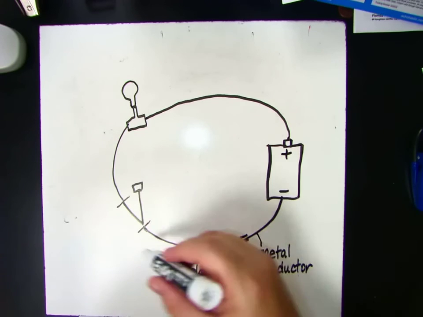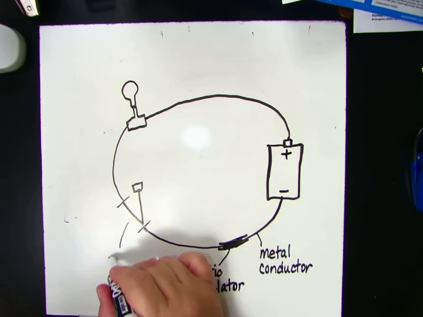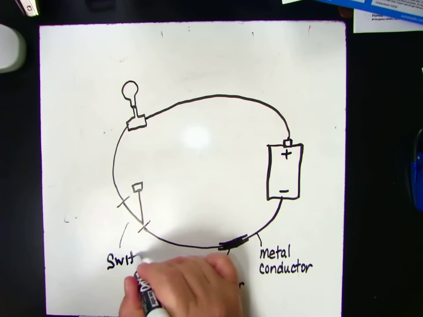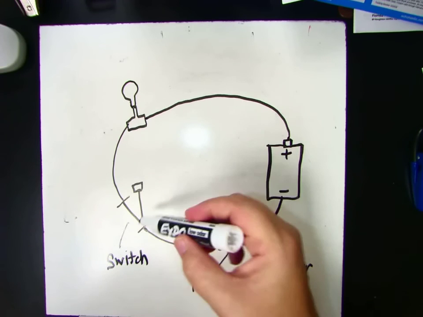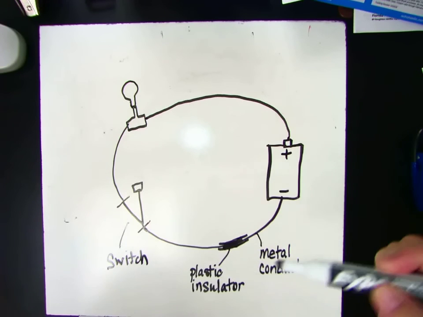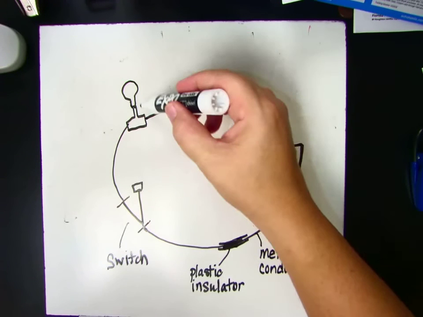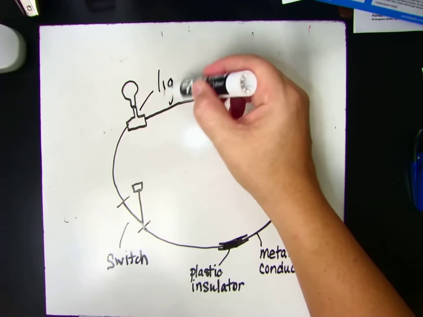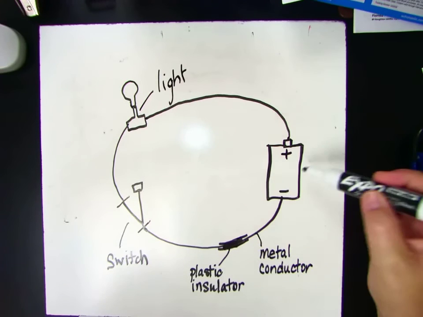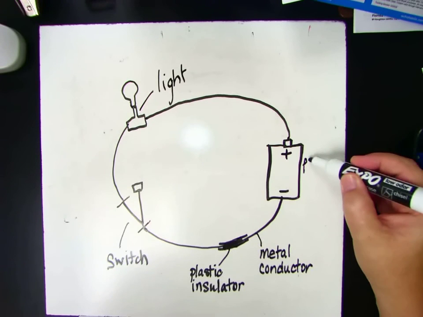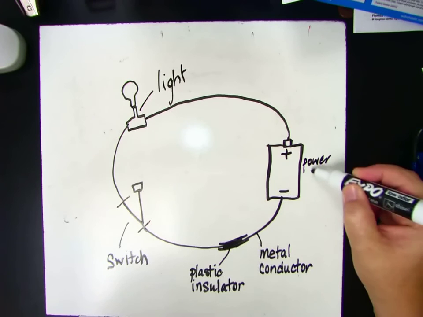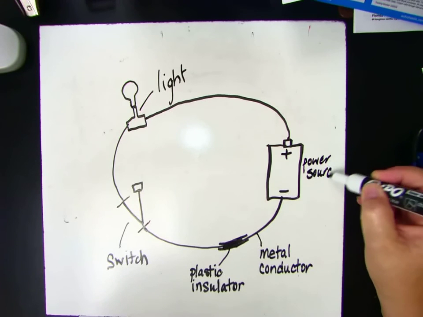Moving along here, this is what we called our switch. And that's what allows the electricity to be turned on or off. And here's our light bulb. And here again is our battery or our power source. And this is where we get the electrons from.